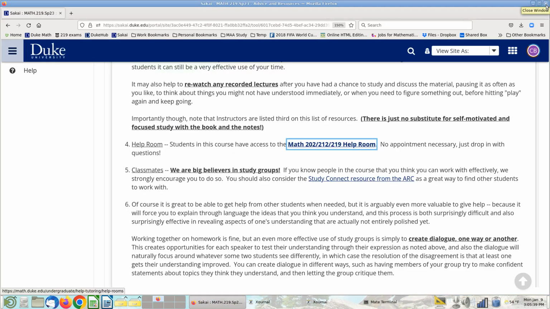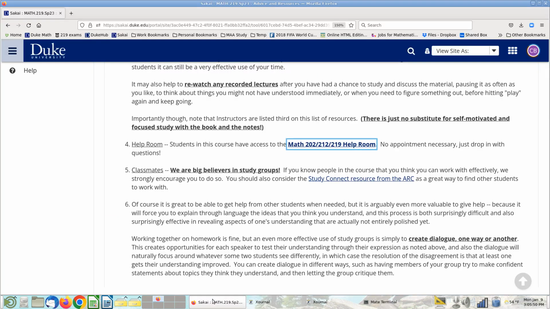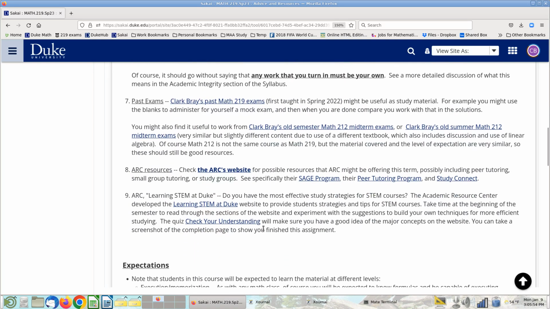Okay. All right, going back to the outline. So don't forget about the Academic Resource Center. They have some really good options as well. And again, you'll find some links to that on the Sakai site here. So ARC Resources, notice. Whoops. ARC Resources.